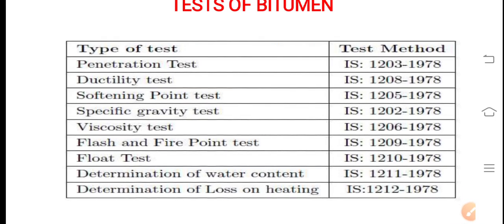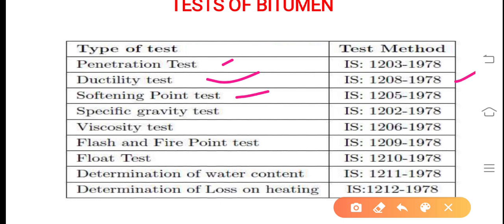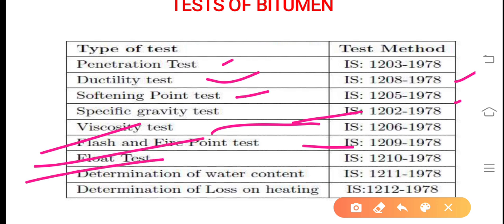Tests of bitumen. These are the various tests. Penetration test, IS 1203 1978. Ductility test, IS 1208 1978. Softening point test, IS 1205 1978. All are 1978. Specific gravity test, IS 1202. Viscosity test, IS 1206. Flash and fire point, IS 1209. Float test, IS 1210. Water content, IS 1211. Determination of loss on heating, IS 1212.